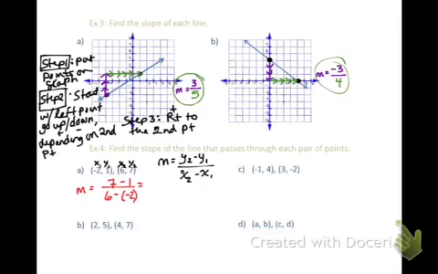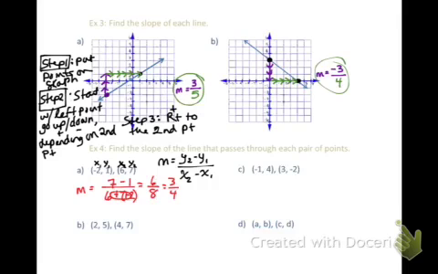So I'm going to do 7 minus 1, which is 6, and then 6 minus negative 2. Well, these two right here are negatives, so we're going to make them positives. So 6 plus 2, which equals 8, and then reduce it, which is 3/4.